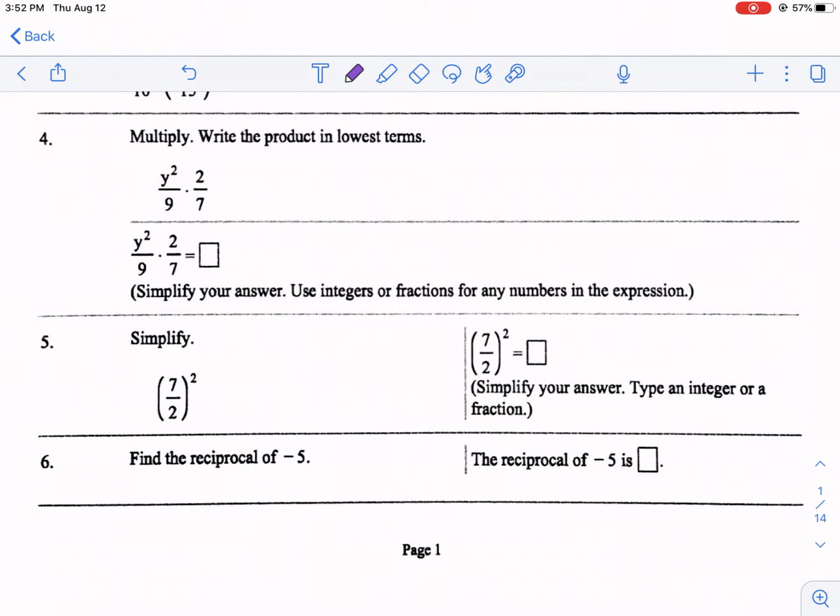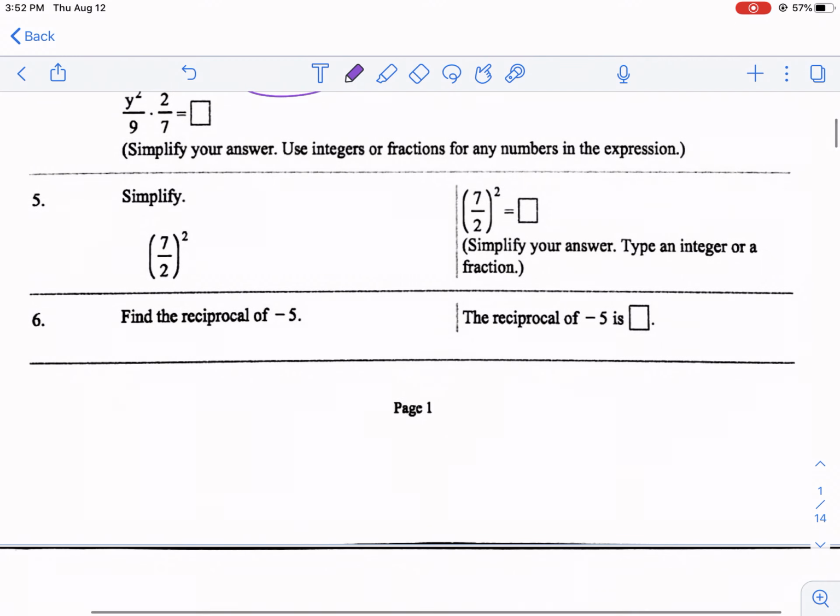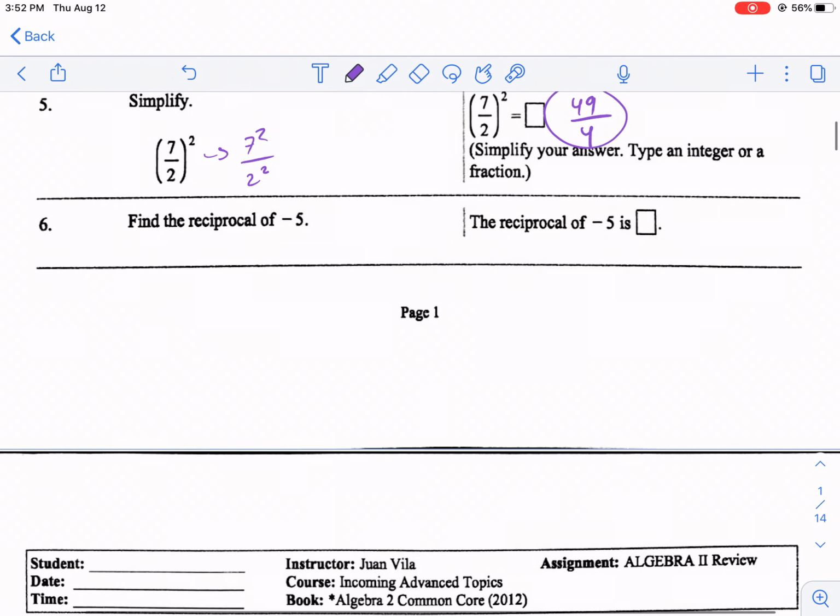Multiply, write the product in lowest terms. So here we're going to have 2y squared over 63. They don't have any common factors that we can cancel out, so that's your final answer. Number 5, simplify. We have 7 over 2 squared. What you can do here is separate it to 7 squared over 2 squared. So that gives you 49 over 4. We square the 7, square the 2. That's the final answer. That's simplified.